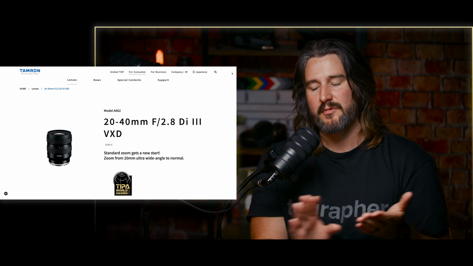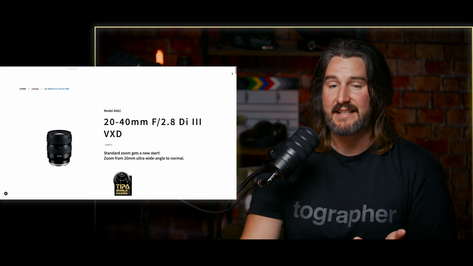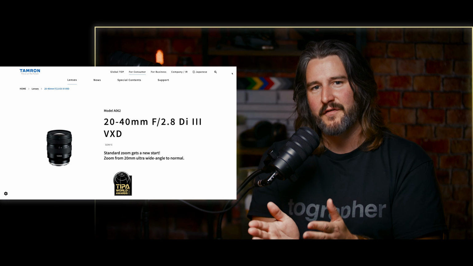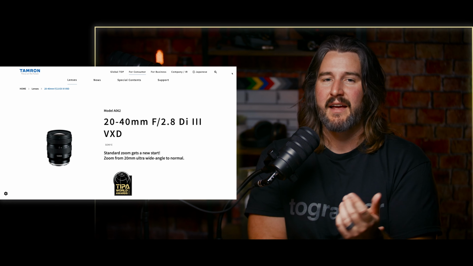Now we move upwards to 40. Yeah, that's a decent mid-range kind of focal length. Certainly 50 would be more traditional, more standard, but 40 is getting close.